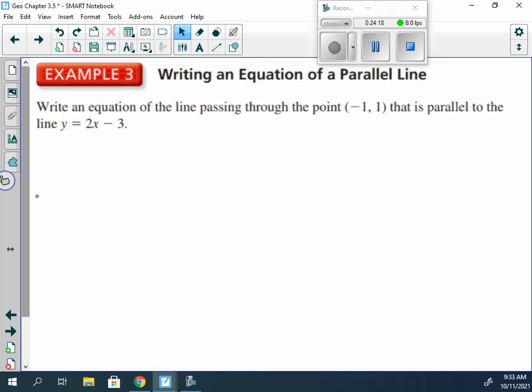Now this here: write an equation of a line that passes through the point (-1, 1) that is parallel to the given line, y equals 2x minus 3. So if two lines are parallel, they have the same what? Slope. The slopes are going to be the same. So that means the equation we want, slope, should be what?